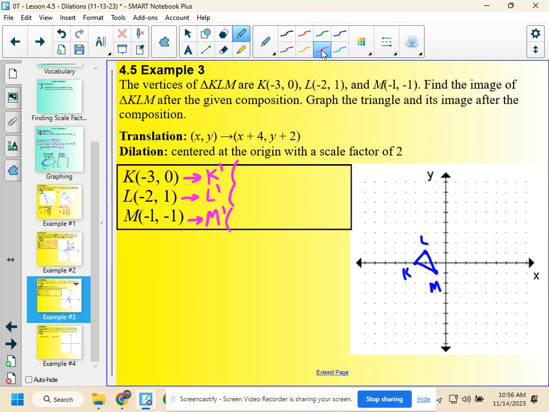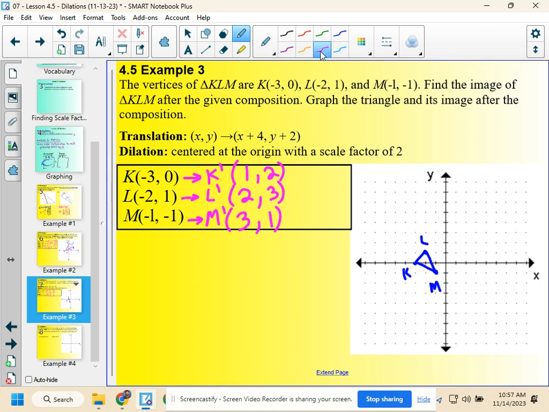And what am I doing first? I'm going to add 4 to all of my x's here. So that gives me a 1, that gives me a 2, that gives me a 3. Look at that. And then on the y's, we are going to add 2. So that gives me a 2, that gives me a 3, and that gives me a 1. So now this is 1. I'm still going to plot it. I like plotting that second one, but you don't necessarily have to.